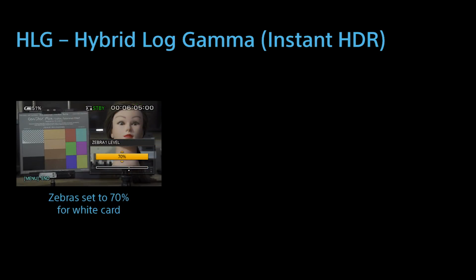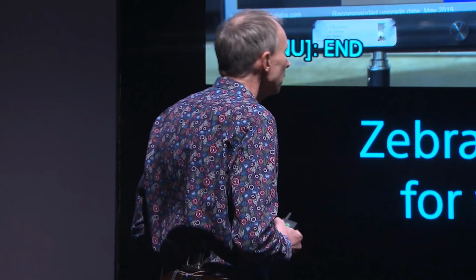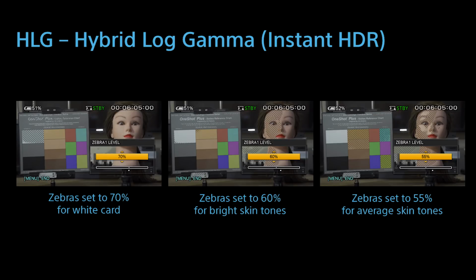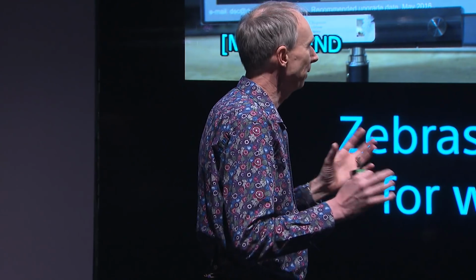Then for exposure, if you set your zebras to 70%, which is the default in these cameras, you would use 70% on a white target, so a white piece of paper, a white shirt, or something like that. Your other option is to use skin tones as your exposure reference, in which case you'd want to set the zebras somewhere between 55 and 60%, depending on how bright you like your skin tones to be.